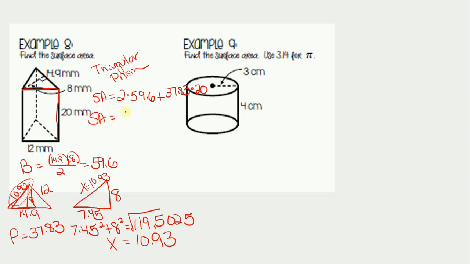Surface area equals, looks like I'm going to have to do some math here. 2 times 59.6, that is 119.2 plus 37.83 times 20, that is 756.6. Add those two together, I get a surface area of 875.8 millimeters squared.